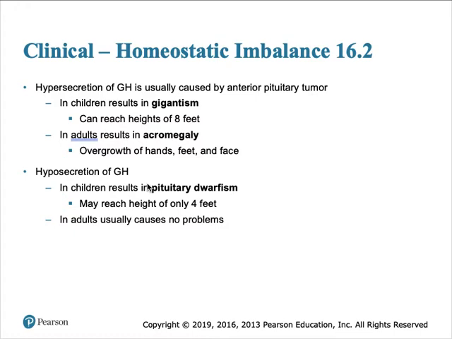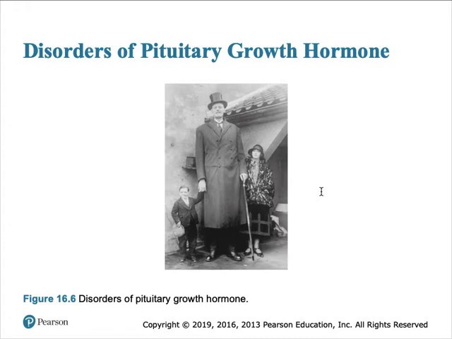Now what happens though if you don't get enough GH, not enough growth hormone? Hyposecretion. In children, you end up with pituitary dwarfism. Okay, so the child may only reach 4 feet in height, and in adults, typically there's no problem because growth hormone doesn't have to be as stimulated because we're not doing as much growth. Okay, so usually it's not a big deal. So here's an example of somebody in the center that has gigantism, and on the left, this individual has dwarfism.